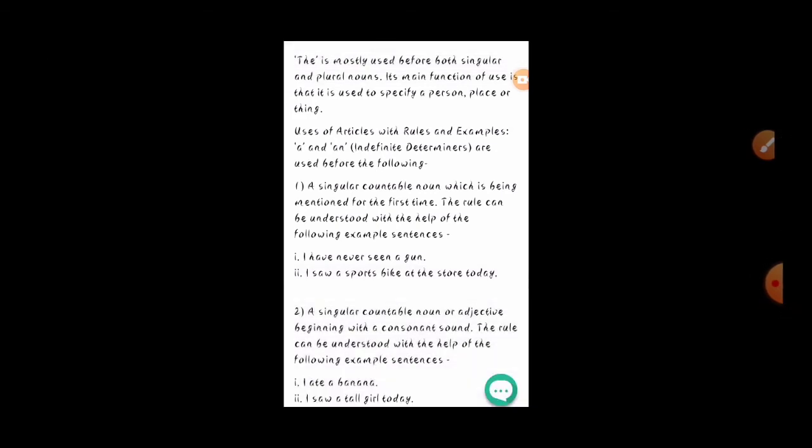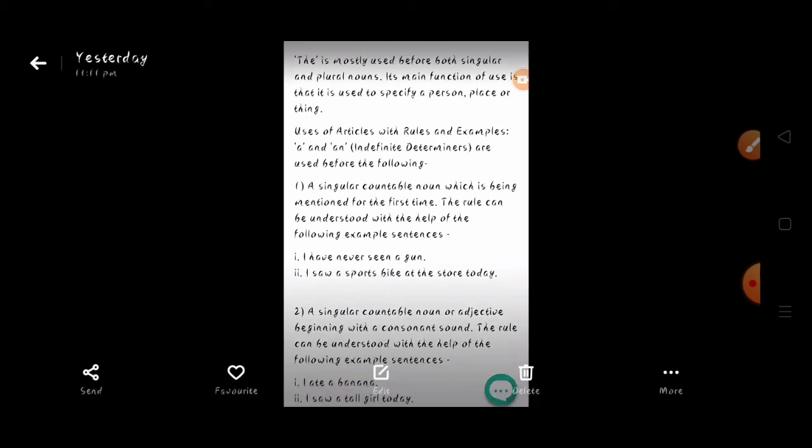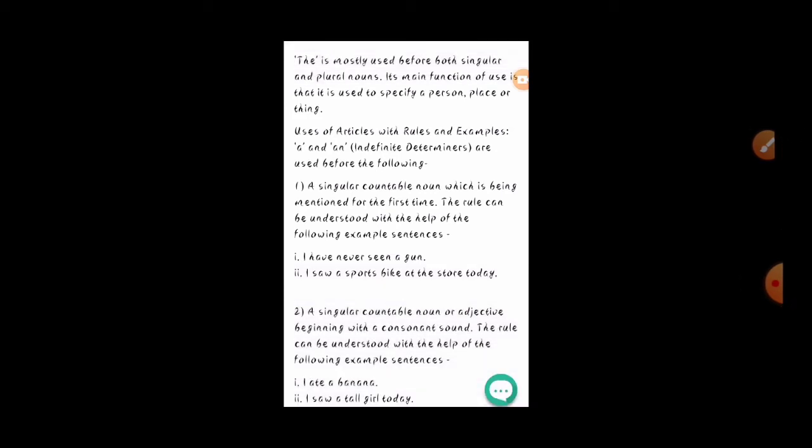Did you get the example? In this it is a single countable noun, and you can see in the first example a is used before a consonant sound, okay? G is a consonant, so a is used. In the second also you can see a is used because it is a consonant. Sports, then S is a consonant sound. You have to see the sound, not the word first. There are some exceptions that I will explain to you later.